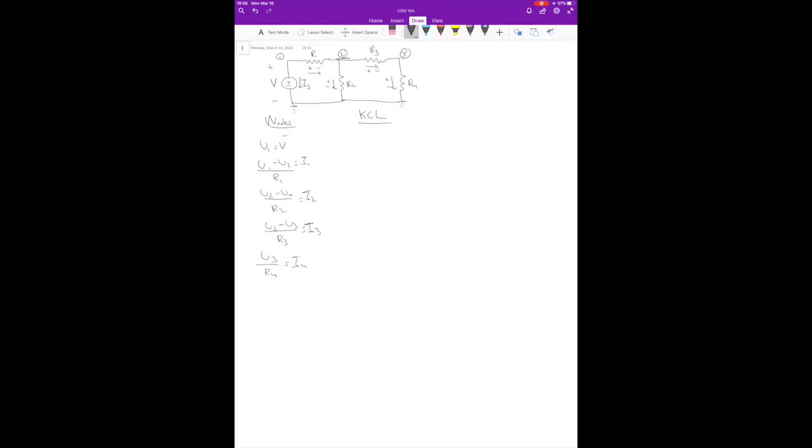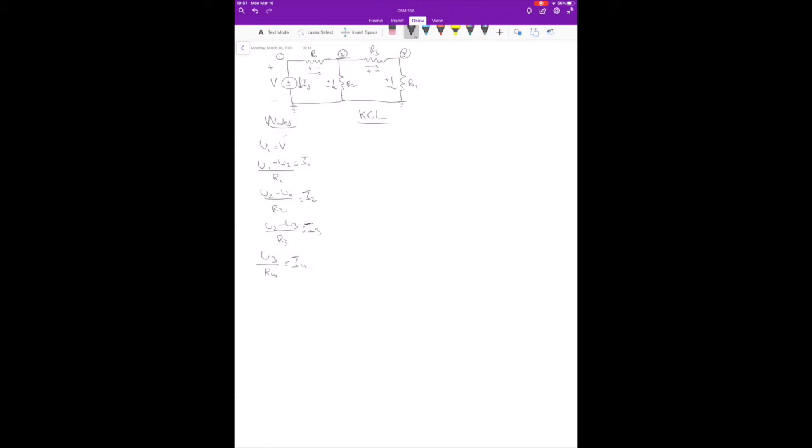The KCL equations I'm going to write are for node 2 and node 3, because the ground node shouldn't really give us any new information. And at node 1, we have the current through the voltage source, and that's just equal to I1, so I don't think we're going to need that either. So I'm going to start with these two and then see if we need anything else.